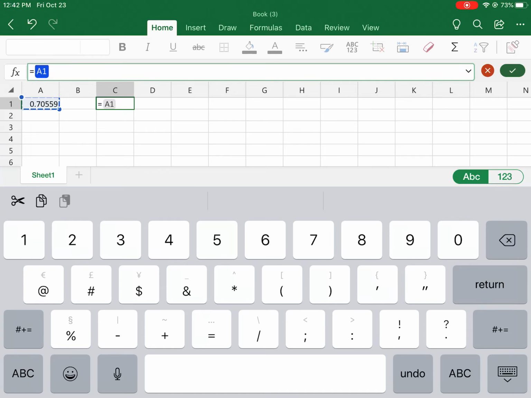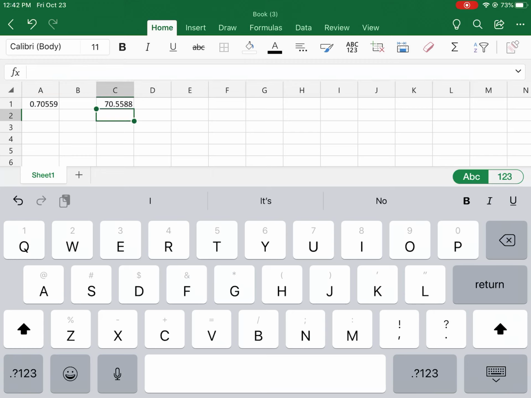Okay. And if you want to just do that as a percent, what you can do is you can hit equals, and I'm going to click this one here. And on my iPad, it's a little bit different to write it as a percent. Well, I'm just going to, in this case, times 100 and hit enter. So there you go, 70.56%.